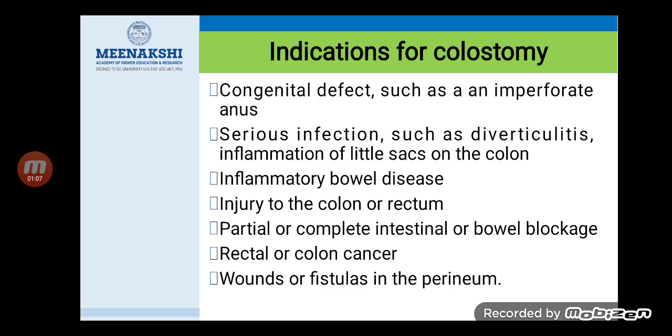Let us see the indications for colostomy. Colostomy is usually created for certain congenital defects such as an imperforate anus, which means there will be a blocked or missing anal opening, and certain serious infections like diverticulitis, inflammation of little sacs on the colon, inflammatory bowel diseases, injury to the colon or rectum, partial or complete intestinal or bowel blockage, rectal or colon cancer, wounds or fistulas in the perineum. These are some of the indications where colostomy is created.